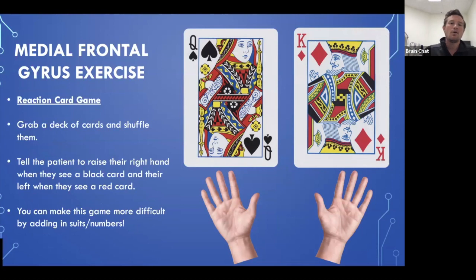You can make this game more difficult by adding in suits and numbers. So you could say, I want you to raise your left hand when you see a red card, but if there's a number, don't raise any hand at all. If it's a suit, you can raise your hand. Stuff like that, just to make it more difficult for the loved one or for the patient.